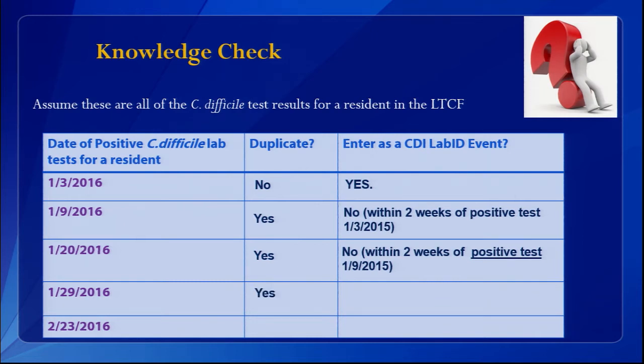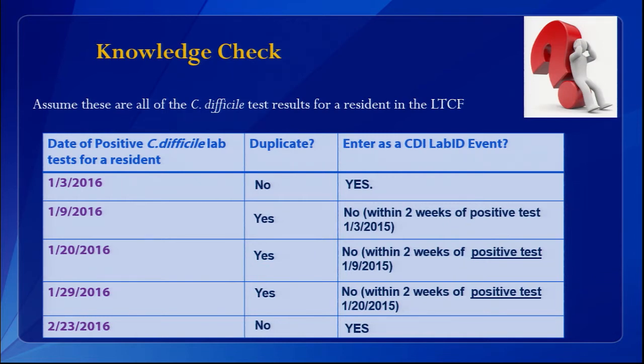This is a duplicate, and so we do not enter it because it's within 2 weeks of the most recent positive test. And then what about 223? This is not a duplicate. It is a new lab ID event because the resident has not had a CDI in the last 14 days.